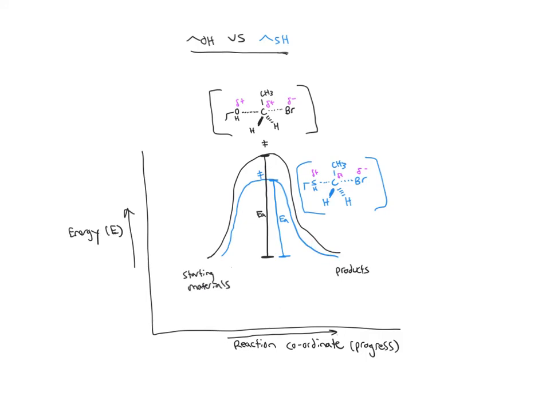So a lower energy transition state makes a lower activation energy compared to the oxygen, because sulfur is able to stabilize that delta plus better, making the transition state as a whole lower in energy. And so we're going to have a faster reaction. The sulfur, the larger atom, is going to be the better nucleophile. If we're thinking more generally, larger atoms are going to be better nucleophiles.